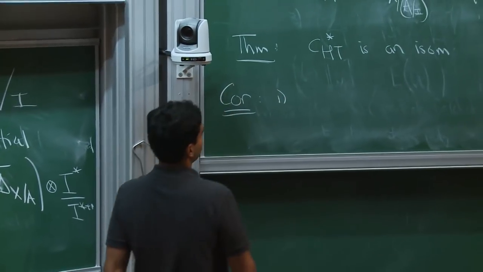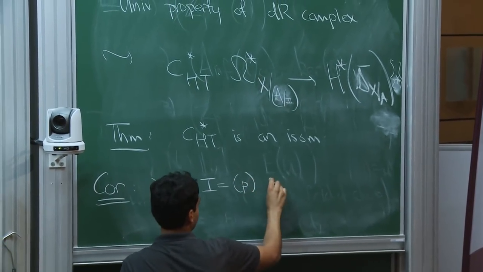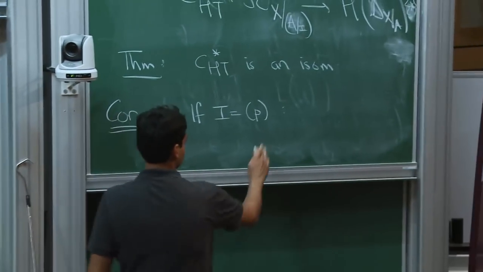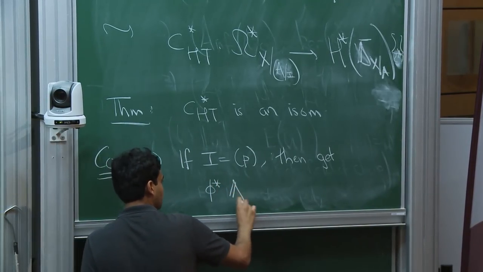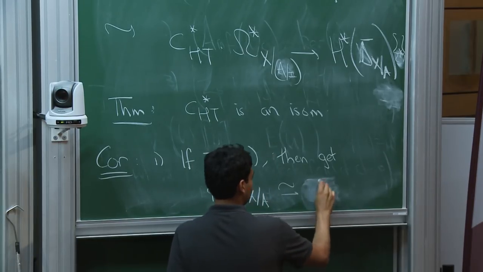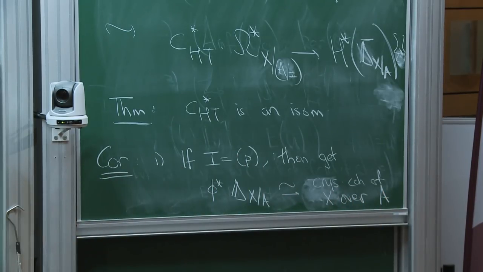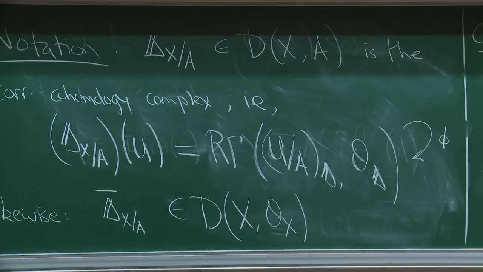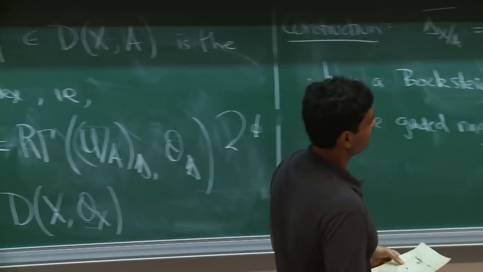Now you can specialize. It takes a little bit of work, but what you can deduce is that if the ideal is actually generated by P, so you're in the setting of crystalline cohomology, then A mod I is just A mod P, and this is actually recovering crystalline cohomology. So you get a comparison isomorphism between the Frobenius pullback of prism X over A and the crystalline cohomology complex. If everything was affine, I would just write down the crystalline cohomology; in general, it's the corresponding sheafy thing via a similar construction. So the crystalline cohomology always has a canonical Frobenius descent if you're working in this setting over a prism.